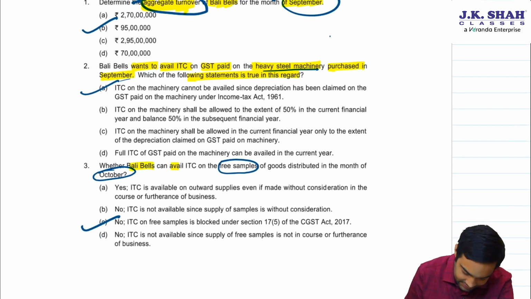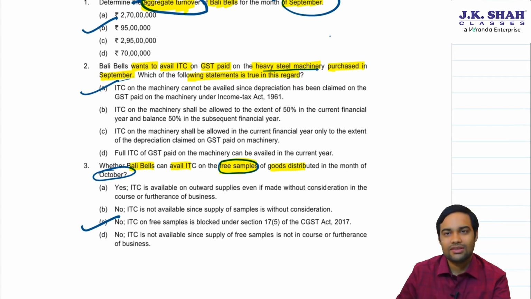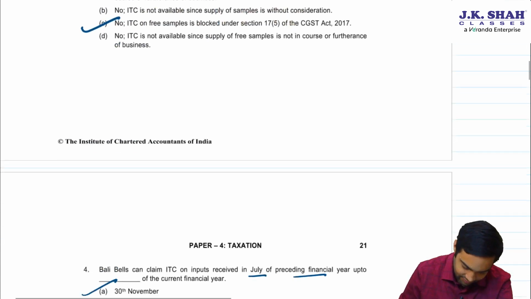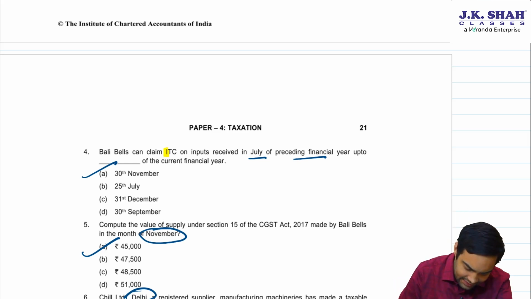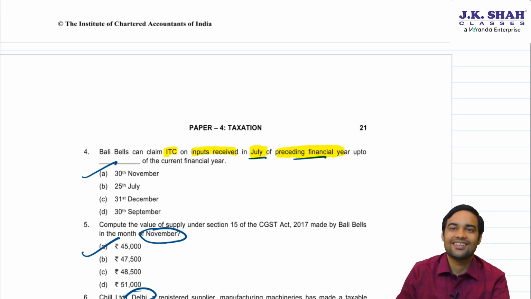Whether Bali Bells can avail ITC on free samples of goods distributed for the month of October. Free samples, you very well know, block credit section 17(5), you will not be eligible for ITC. So some answers you will get even without looking at the main part of the case study. Bali Bells can claim ITC on inputs received in July of preceding financial year up to dash of current financial year. Time limit to avail ITC is 30th November or date of filing annual return, whichever is earlier.